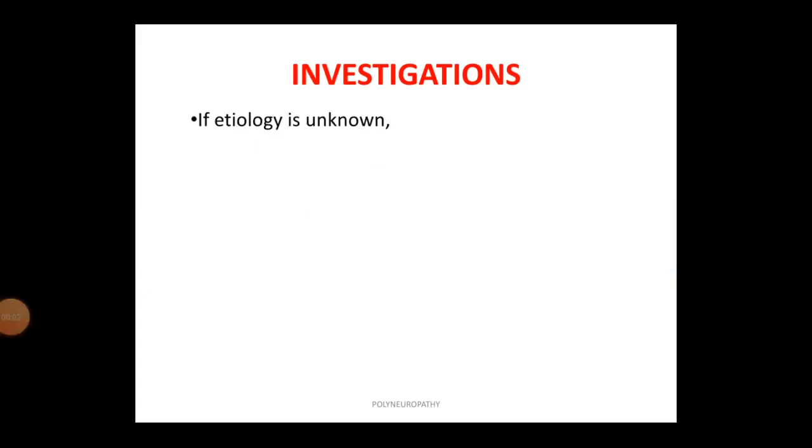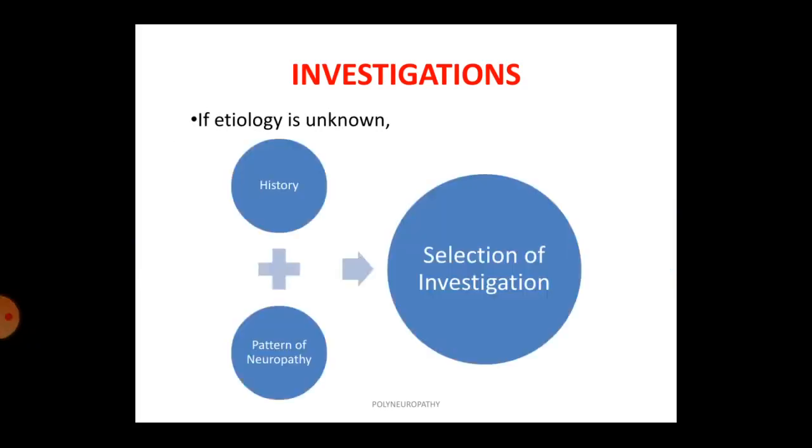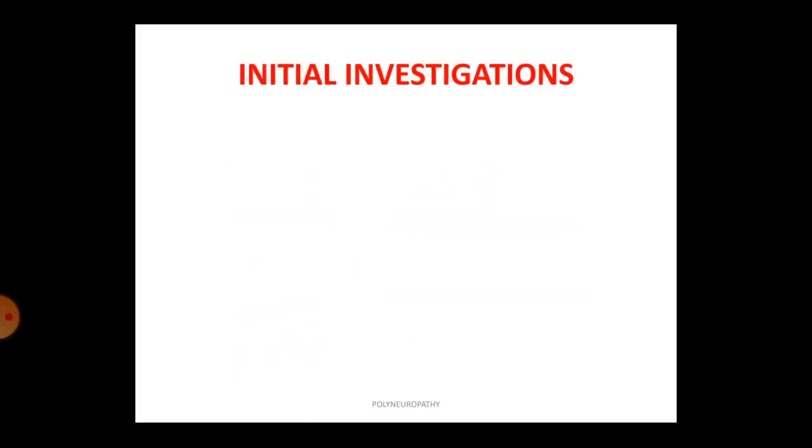Now, if the etiology is unknown, how do we proceed? You take history from the patient as well as clinically assess the pattern of neuropathy. Based on history and pattern of neuropathy, it will guide us to select the proper investigation. Now, which are the initial investigations? They are, first is blood glucose, which will be useful to diagnose diabetes.